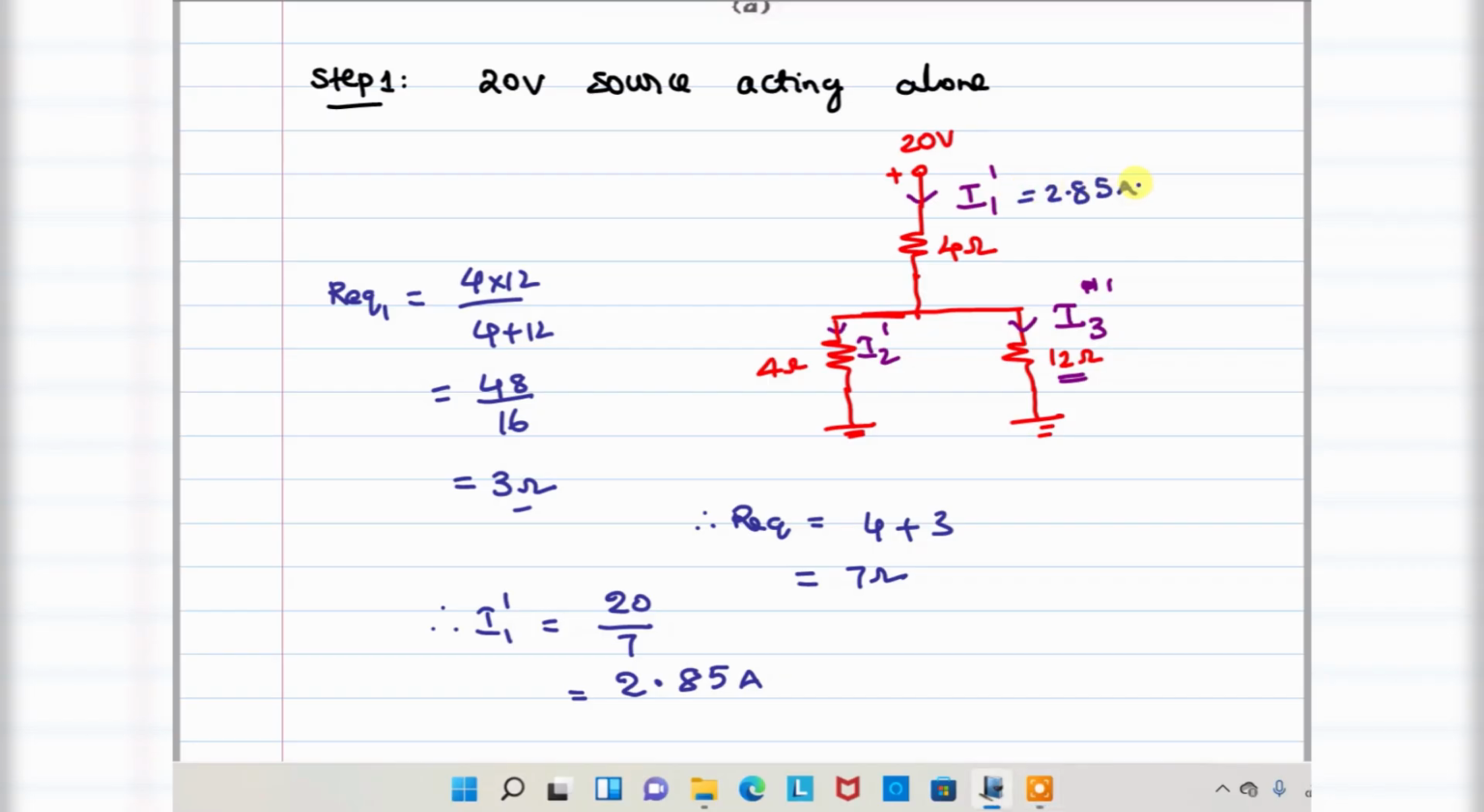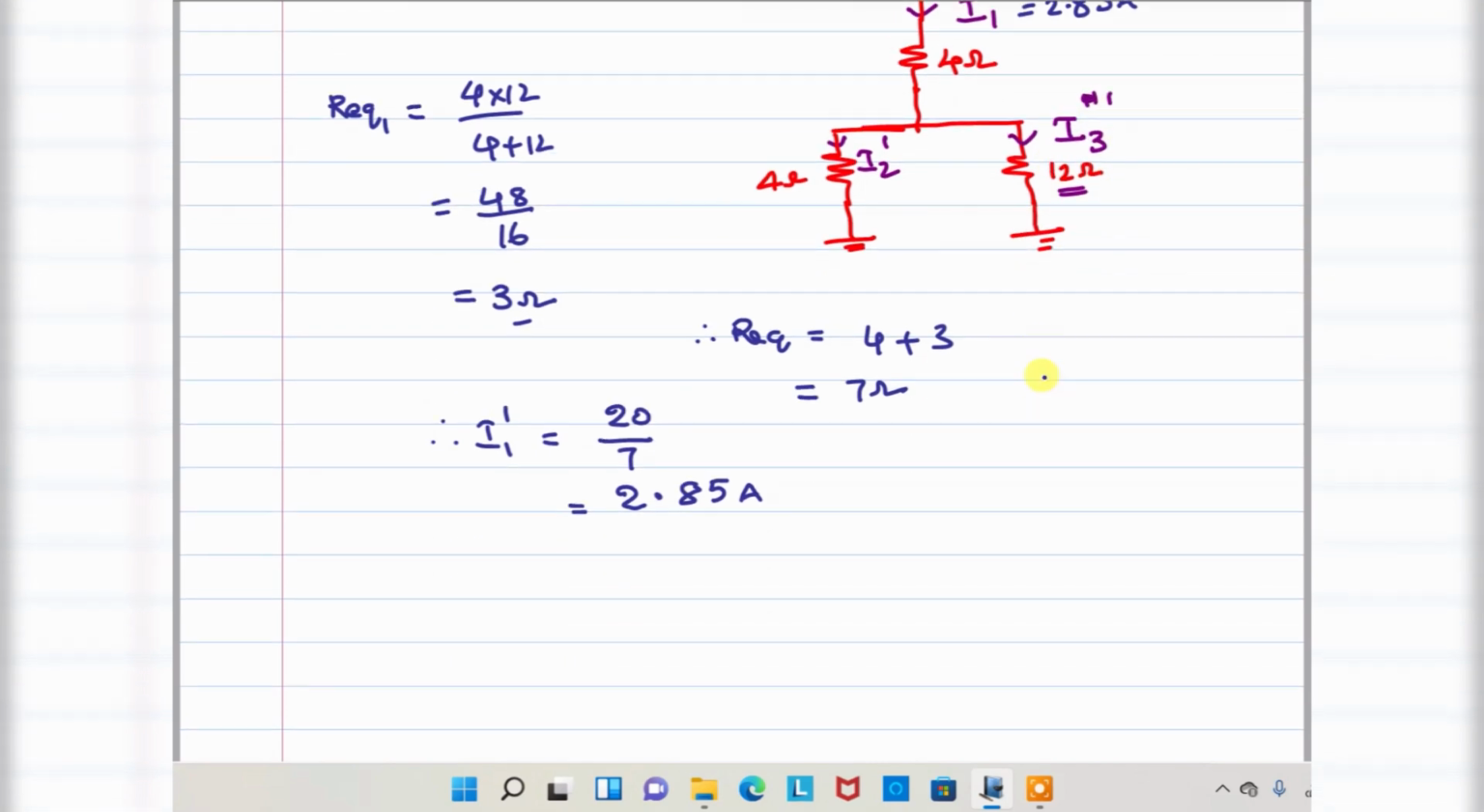I got here 2.85 amperes. I want this current flowing through the 12 ohm resistance. Then apply current division rule. I3 prime is equal to total current 2.85 into opposite resistance 4 divided by total resistance. Okay. So approximately I got 0.7125 amperes. This is the first case. Then we are moving to step 2.